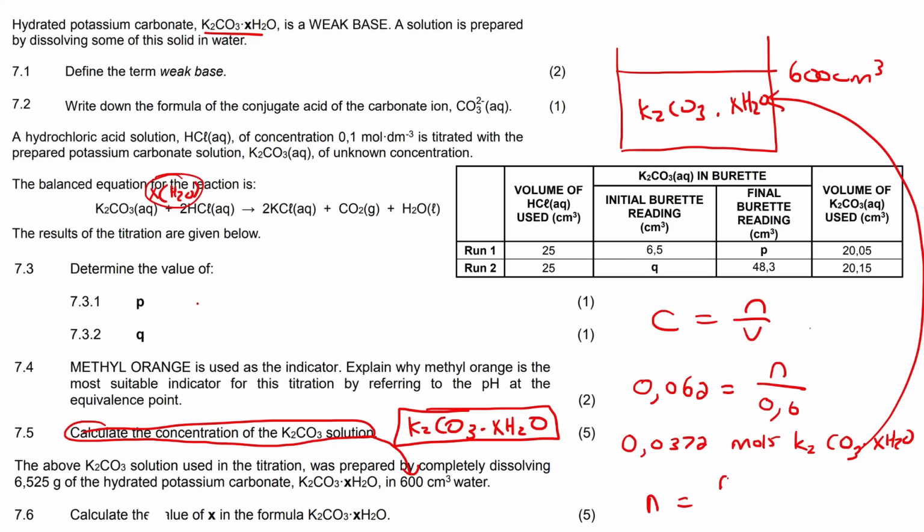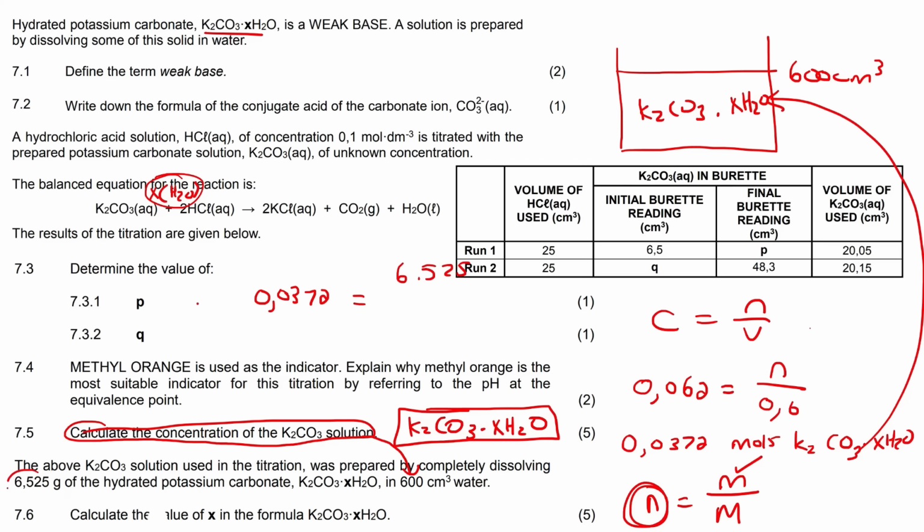Now we can use this formula. We've got the mass that they gave us, and we also have the moles, which we've just worked out. We can work out the molar mass from the periodic table, or we could calculate that, and that'll easily allow us to work out what the value of x needs to be. So we can now say 0.0372 equals the mass that they gave us.